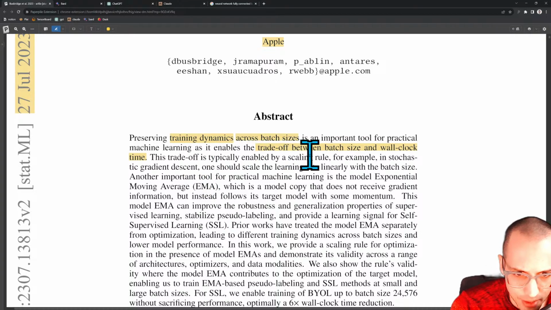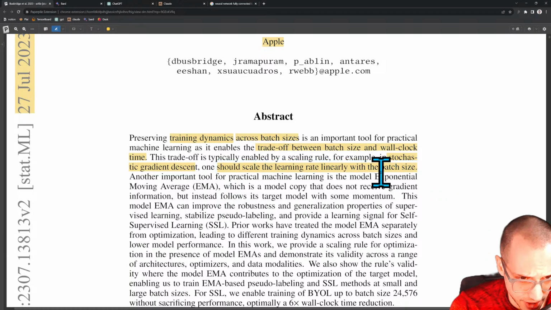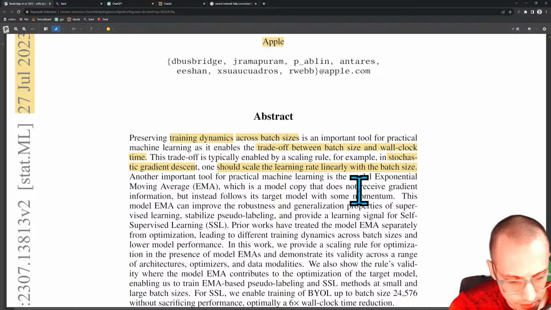"This trade-off is typically enabled by the scaling rule. For example, in stochastic gradient descent, one should scale the learning rate linearly with the batch size." SGD is what stochastic gradient descent is normally referred to as, so if you ever see SGD, this is what they're talking about. So this is kind of true, but also not necessarily true. The "should" here kind of denotes a best practice, but there's not necessarily some theoretical guarantee around that, right? If you're taking a big batch, you should maybe use a slightly smaller learning rate, is something we see, right?